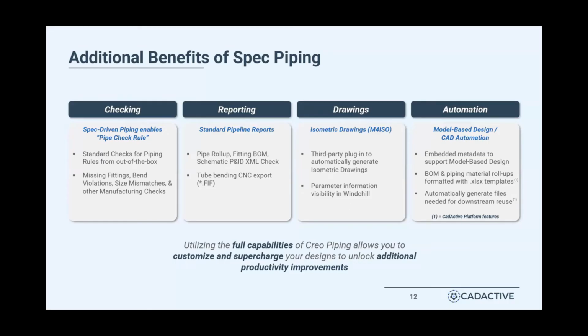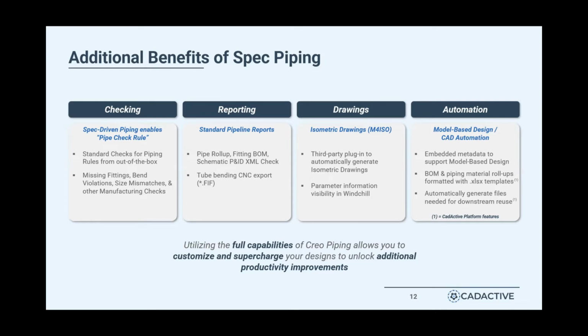And then finally, just a couple additional benefits that are offered with spec-driven piping on top of what I just spoke about. We can run pipe check rules in spec piping to ensure that there are no bend violations or size mismatches or missing components. It also unlocks some additional reporting capabilities like a pipe roll up or a fitting bill of materials or schematic checking, to make sure that, hey, maybe the schematic information changed. We need to make sure that those changes propagated through to Creo. So let's go check against the P&ID to make sure that our piping system is complete.